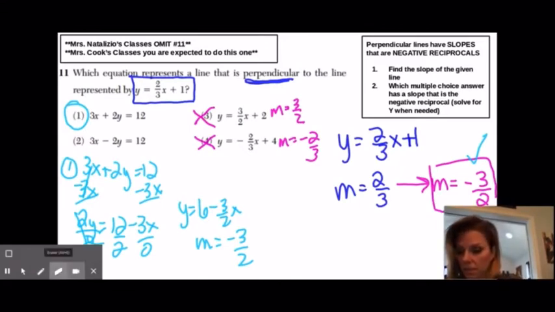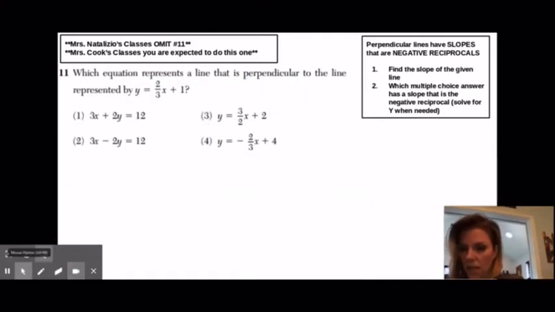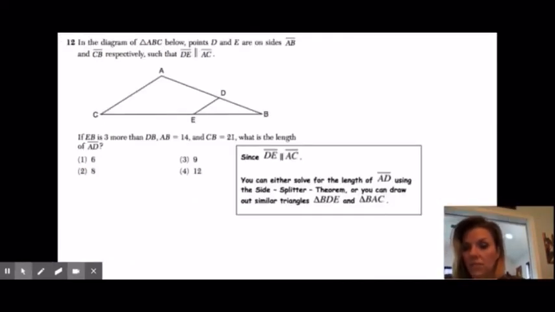Okay. On to number 12. So this one here, we have two triangles overlapping. Now, my guys, I've told you that every single time you have two triangles overlapping, I want you to redraw. It's going to give you similar triangles. Mrs. Natalizio's class, you guys understand how to use the side splitter theorem, so go ahead and do that.